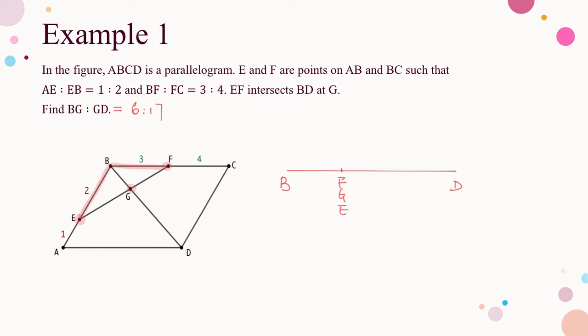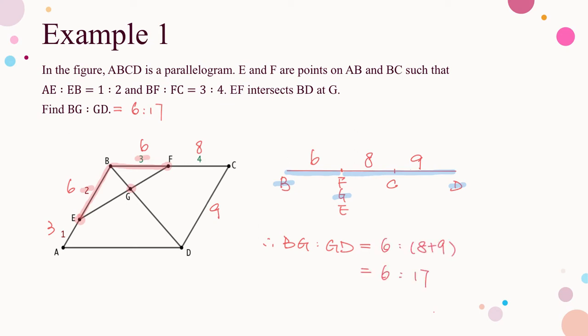By using the LCM of 2 and 3, that is 6, the ratio of AE to EB is rewritten as 3 to 6, and BF to FC is 6 to 8. So DC is 9. From the line, we have BG to GD equals 6 to 8 plus 9, that is 6 to 17. The answer is the same as what we obtained before.